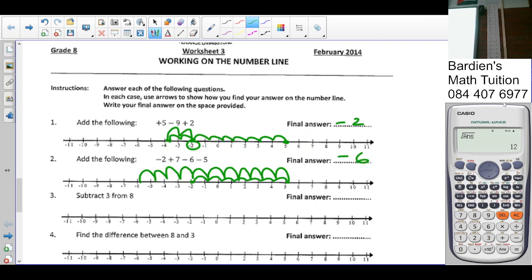The next one. Subtract 3 from 8. So I'm going to start with 8. Not so? Whatever follows from, you write first. From 8. Subtract 3. So we start at 8. So in other words, it will be 8 minus 3. So it's going to give you 5. You all agree with that? Right, let's carry on.